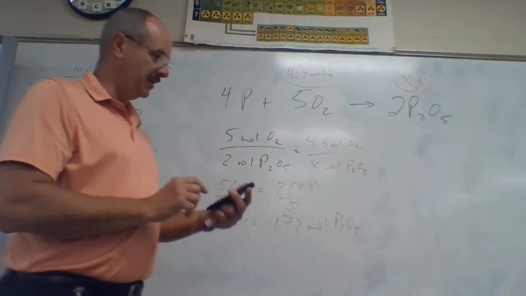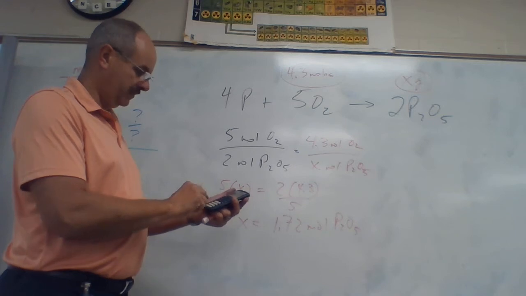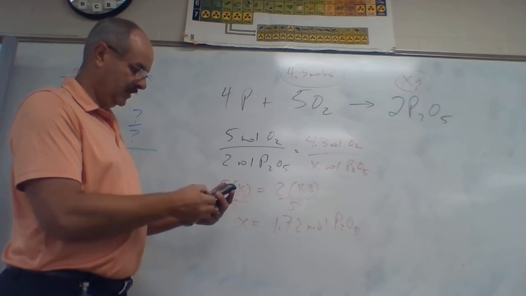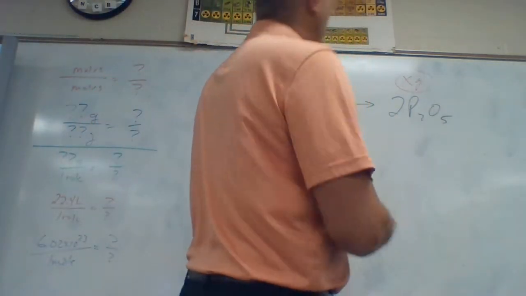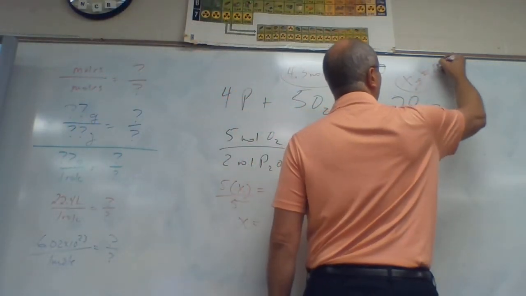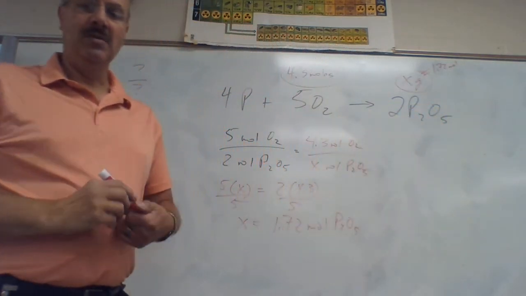I want to make sure that's right. I don't want to lead you guys wrong. So I'm going to take 2 times 4.3, and I'm going to divide that by 5. 1.72. Okay. So now we know that this number up here is 1.72 moles.